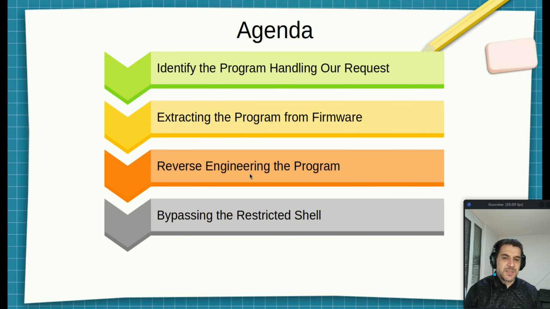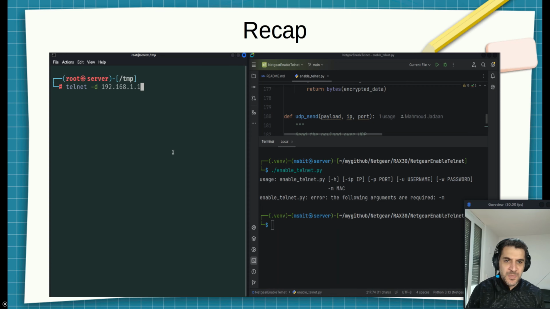So the agenda for this video is: first, we need to identify the program that handles our request. Then we will extract it from the router firmware in order to reverse engineer it using Ghidra or any other reverse engineering tool. And finally, find a way to escape from the restricted shell.